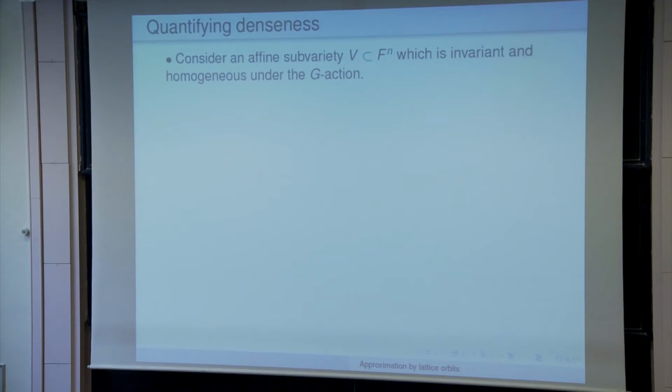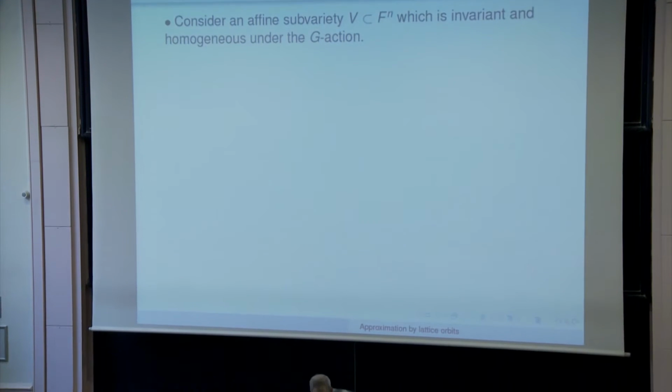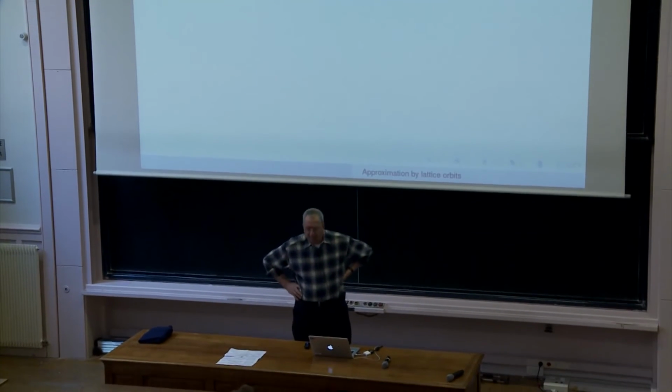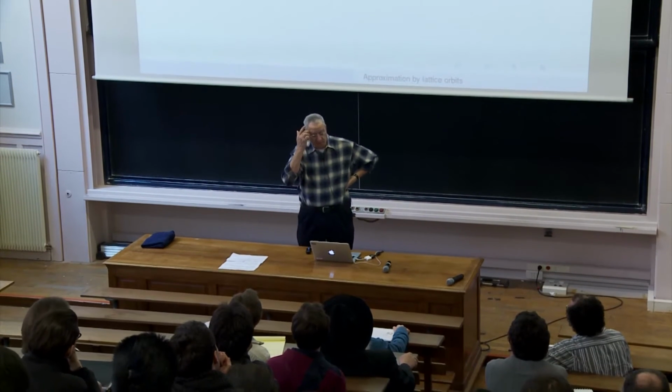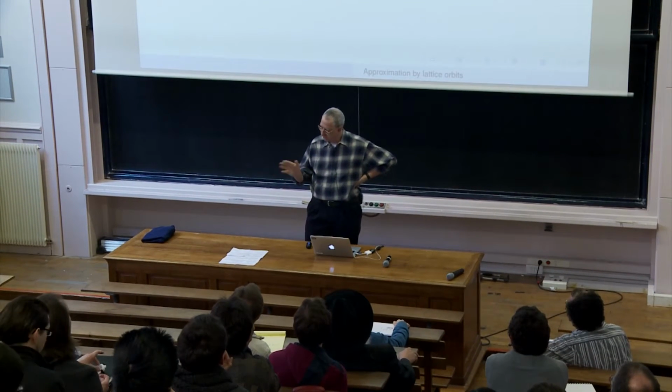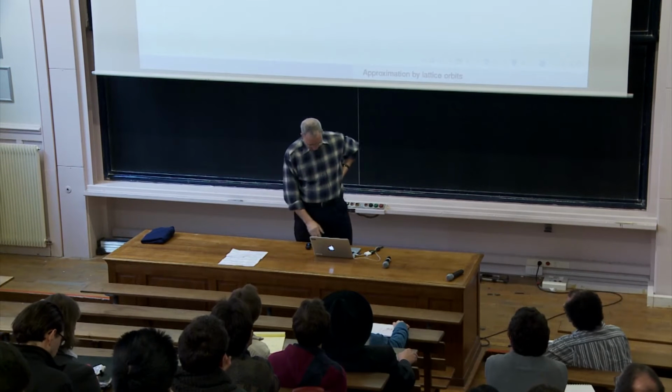Now consider an affine subvariety V in F^n, which is invariant and homogeneous under the G action. So this is a transitive G space. There is a certain stability group H, and we put ourselves in a situation where we have an affine variety embedded in linear space. And we assume that almost every Gamma orbit is dense in V. This is going to be a very robust assumption, and it's not going to cause any problem whatsoever.